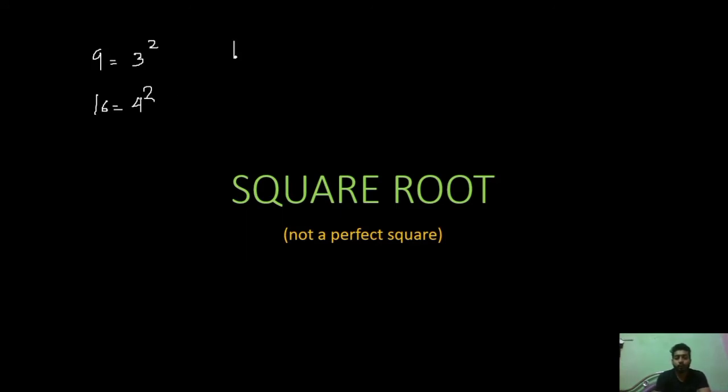For example, root over 10. 10 is not a perfect square number because it is not the square of any integer. If x squared is 10, then x is not an integer. We cannot find an integer whose square is 10. Similarly, 11 is not a perfect square, and 17 is not a perfect square. So today I will describe how to find the square root of those types of numbers which are not perfect squares.